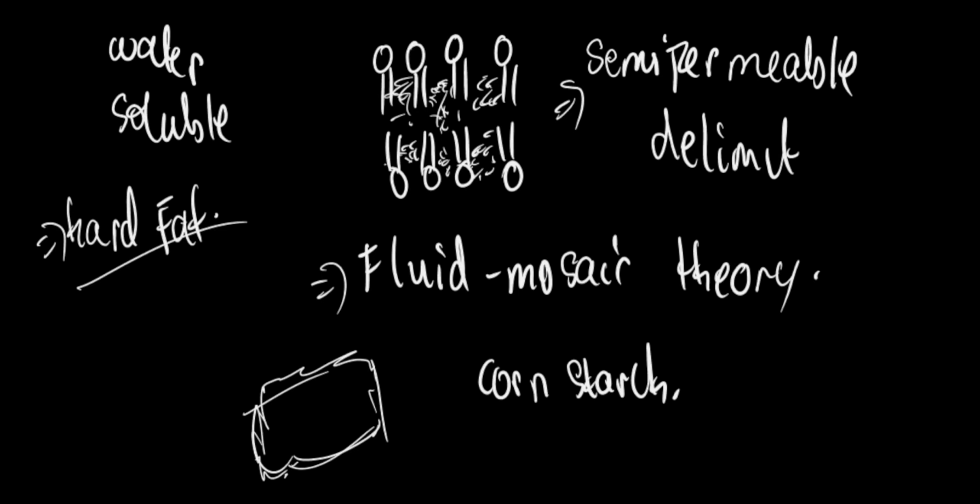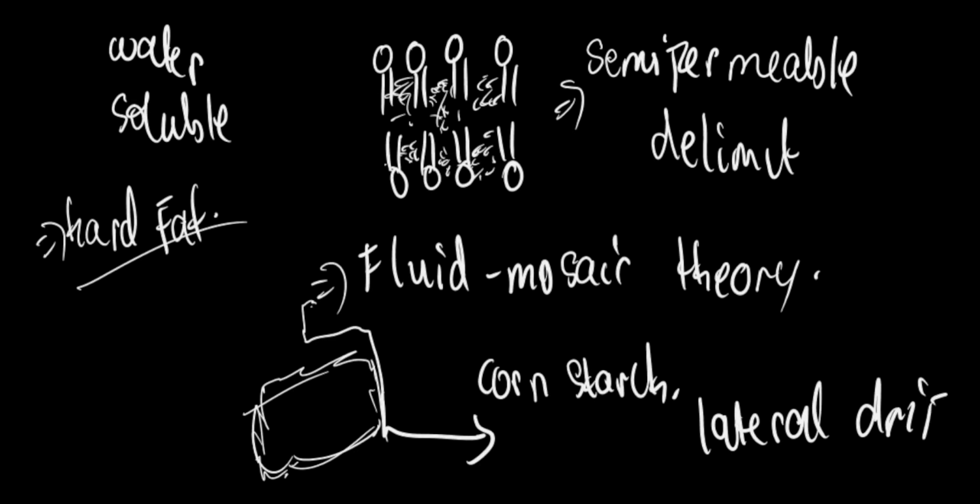Now back, of course, to the fluid mosaic theory. The fluid mosaic theory is the idea that the plasma membrane is fluid, and the membrane proteins, which we will go on to study, are able to swim through. It's actually called lateral drift. So the membrane proteins are able to drift, or move, through the fluid plasma membrane.